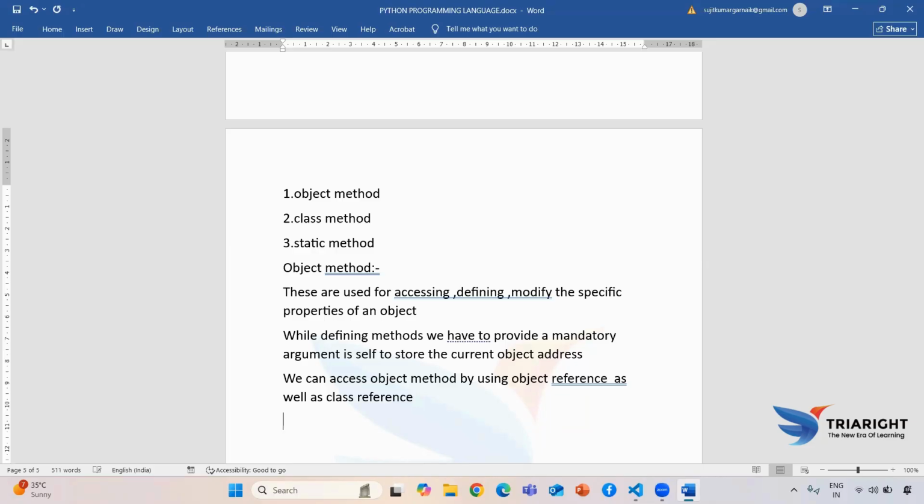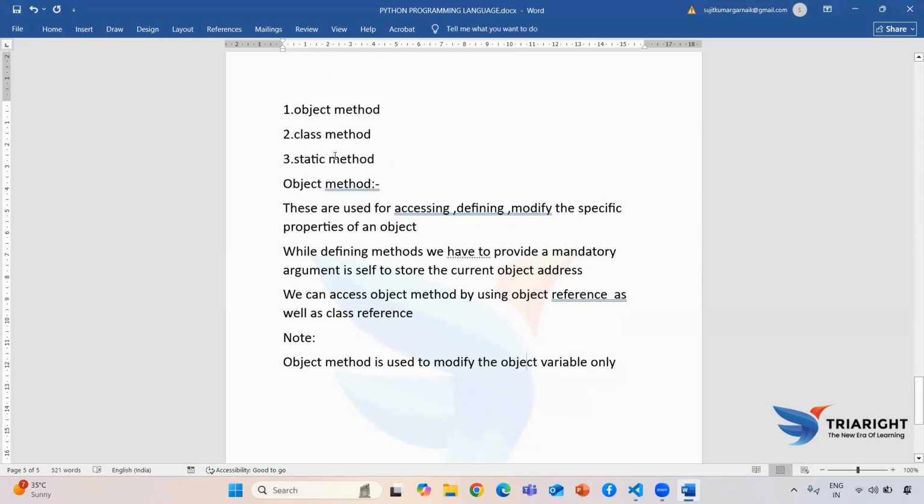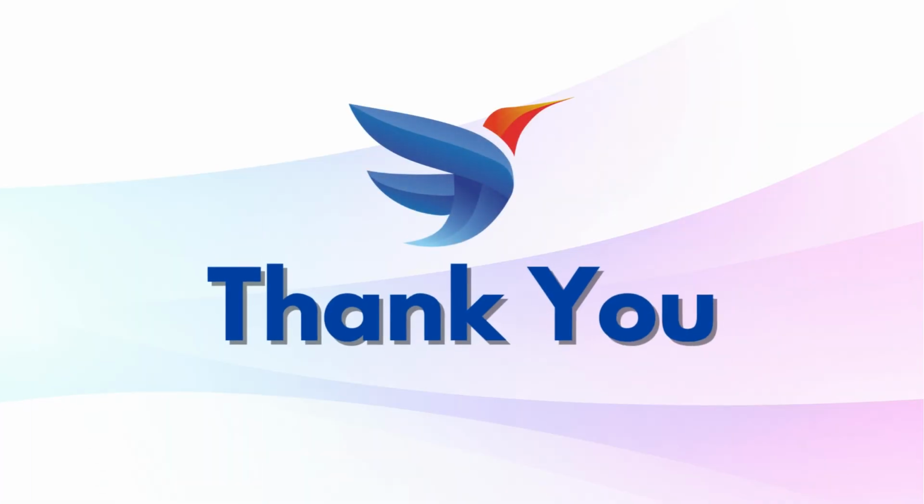In short, you can write this as a note: an object method is used to modify the object variable only. So these are the different theoretical points available in the case of an object method. In the upcoming session, we will discuss more and create more functionality for this one. So that's all for this session.